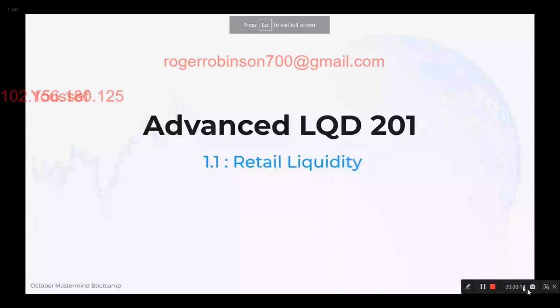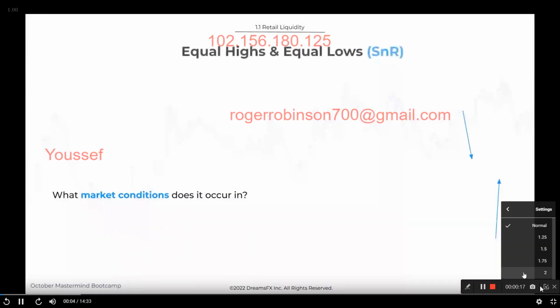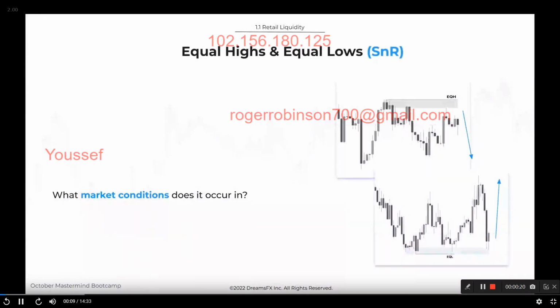Advanced liquidity 201. Equal highs and equal lows. We already know what these are, so we're going to fly by them. So let's think about it.